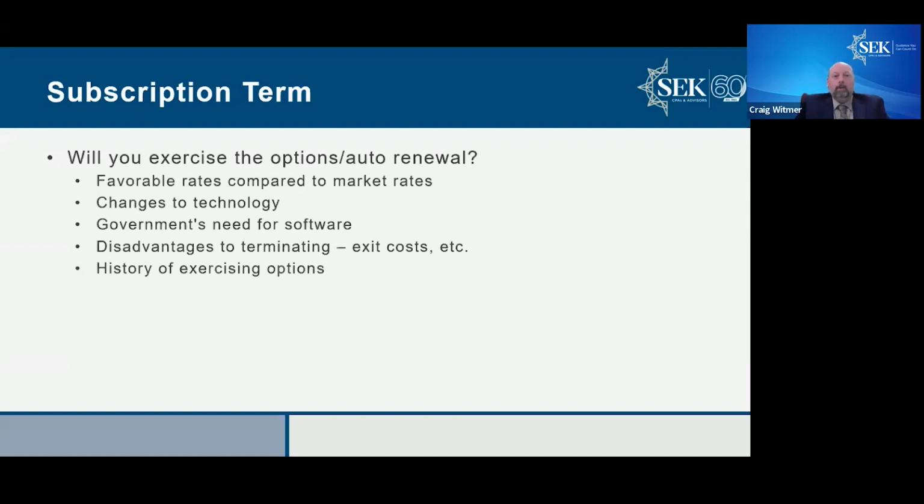What's your need for the software? How important is it to your operations? There could be some disadvantages if it's a termination provision. Could be some disadvantages to terminating, maybe some costs that are incurred, exit costs, or a penalty per se of terminating the contract. What's your history of exercising these renewal provisions? Those are factors that you need to take into consideration and determine how long are you going to use this particular software when you're thinking about those renewal provisions.